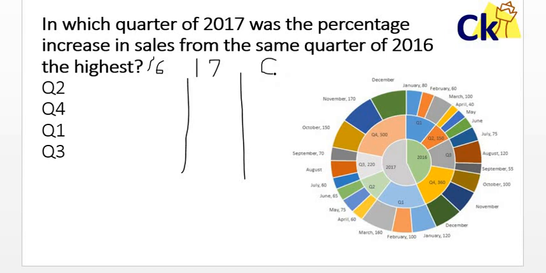Here it will be changed. Okay. For quarter 2 of 16, the value is 150. And for quarter 2 of the year 17, it is nothing but this: 65, 75, 140 and 60, that is 200. Okay, so your change is 50.